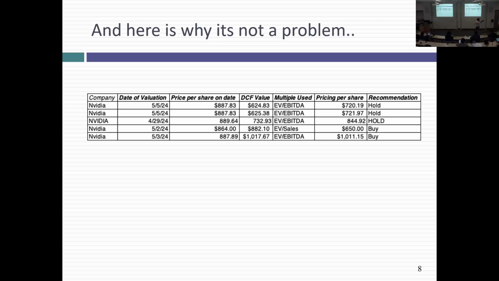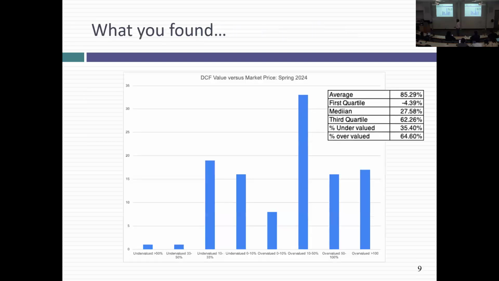The divergences are going to be greater if you have a young company. If we all value Tesla, we're going to get a much more divergent set of numbers than if you value Coca-Cola, because stories start to converge as companies mature. And here's what you found. On average, so forget the average.